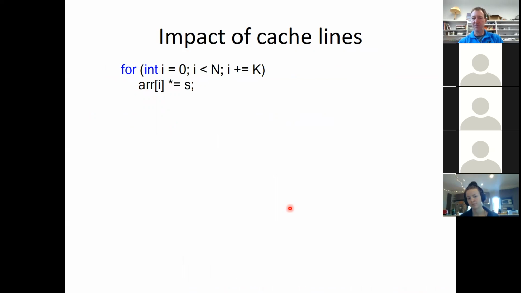Now, how does the cache line impact performance? Besides the extreme case of cache thrashing, of course, the cache size will impact performance. If you have a simple loop like this, where you have an array of i and you multiply this array by some constant, and the loop goes by a certain stride of k, you can look at the performance of this loop depending on this k.